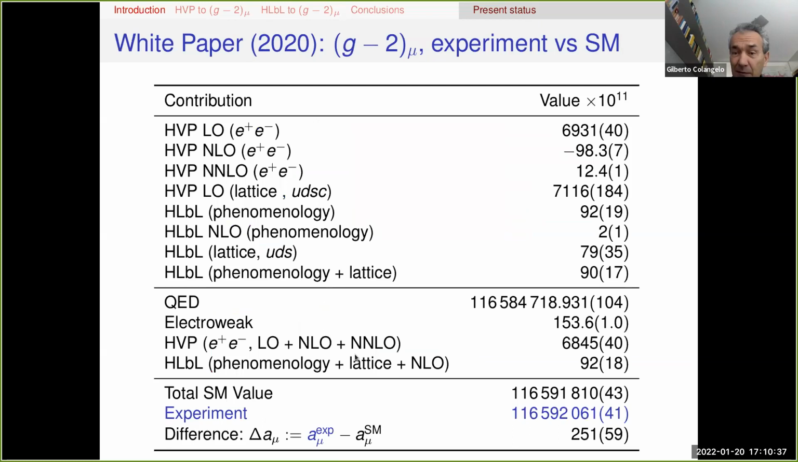Here's a table summarizing the various numbers. First of all, if you look at the lower part of the table, I hope you can see my mouse, the arrow. You see the theory value, the experimental value, and their difference, these famous 4.2 sigmas. And the theory value is the sum of QED, electroweak, hadronic vacuum polarization, and hadronic light by light. Vacuum polarization is known to leading order, next to leading order, and next to next to leading order, and hadronic light by light is known at leading and next to leading order.